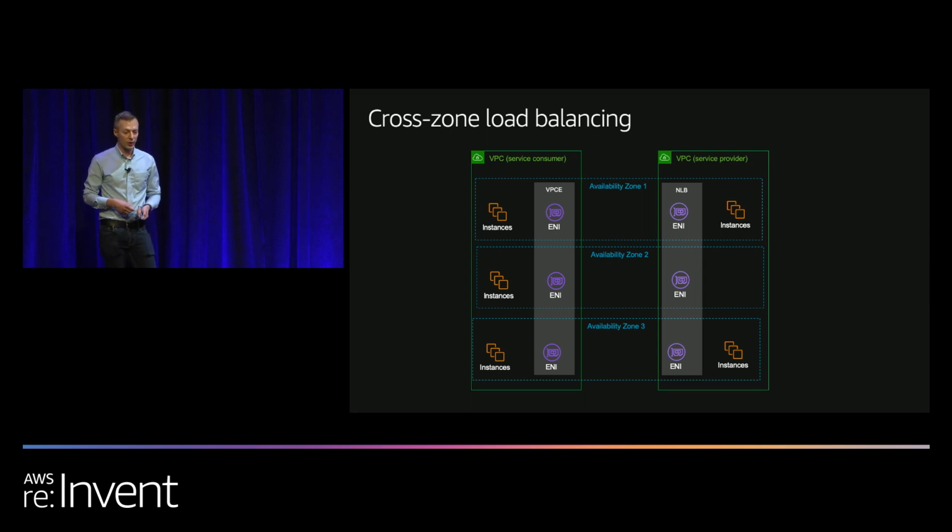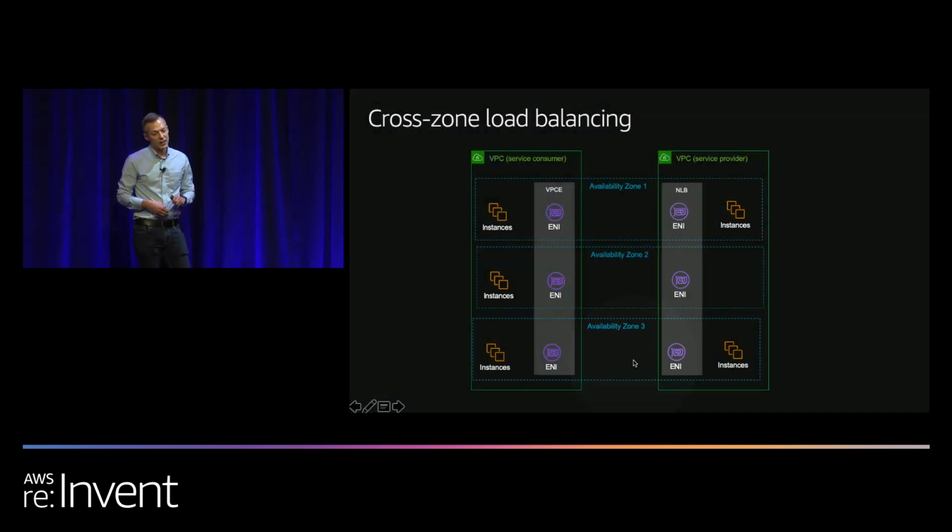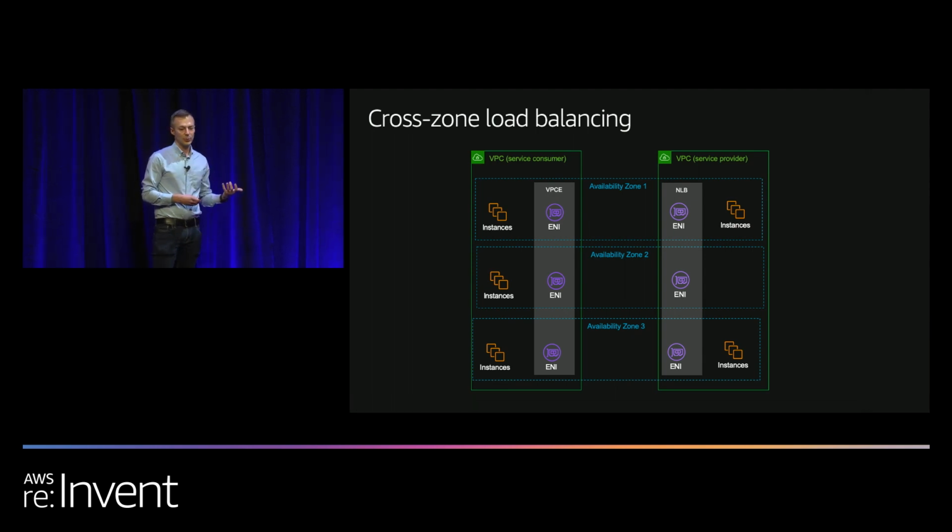Another consideration here is cross-zone load balancing. So on the network load balancer here on the right, when you provision a network load balancer, by default, cross-zone load balancing is not enabled. You have the option to go ahead and enable it.